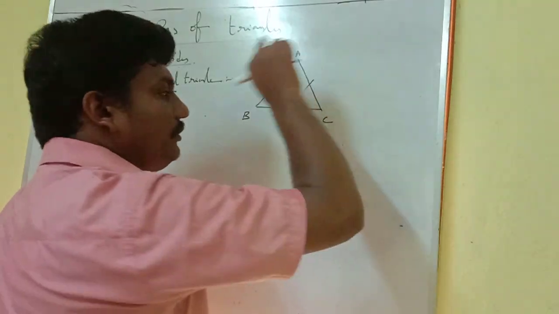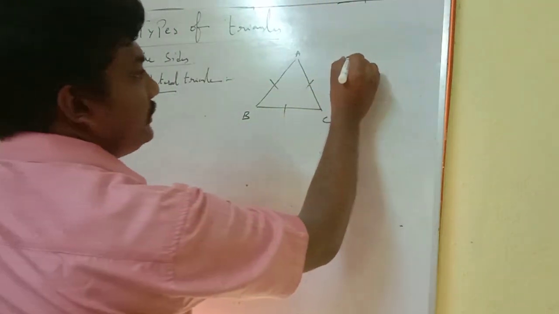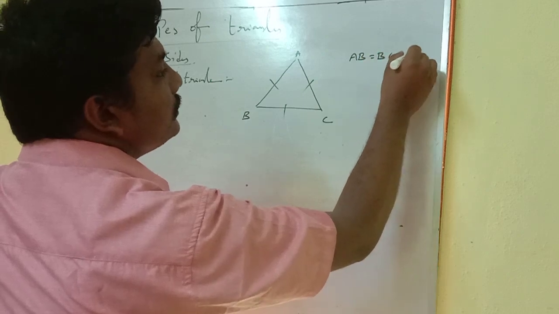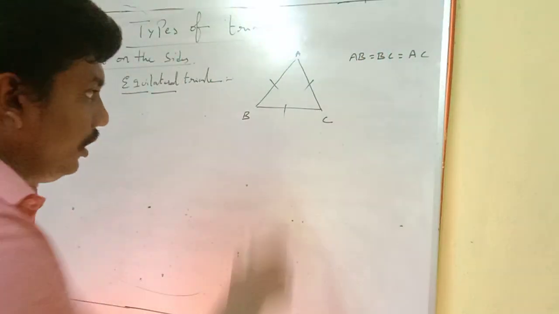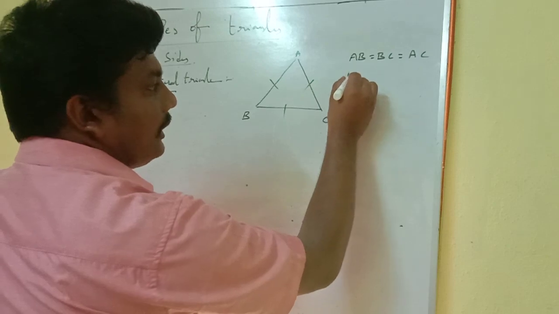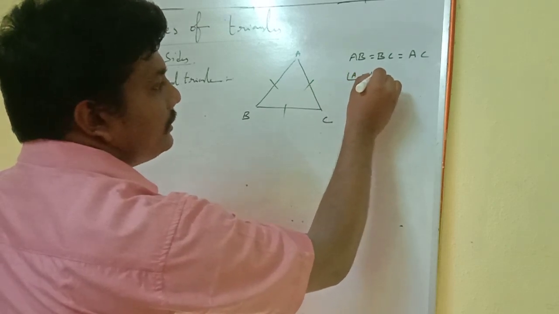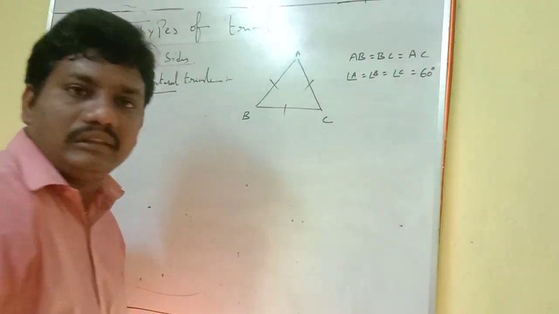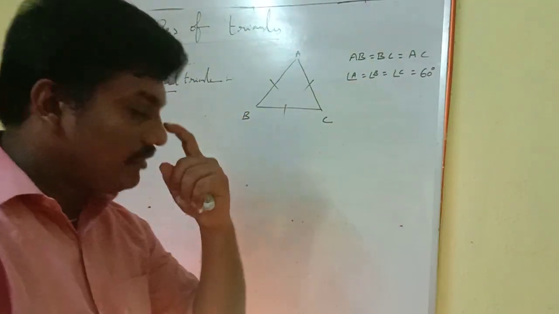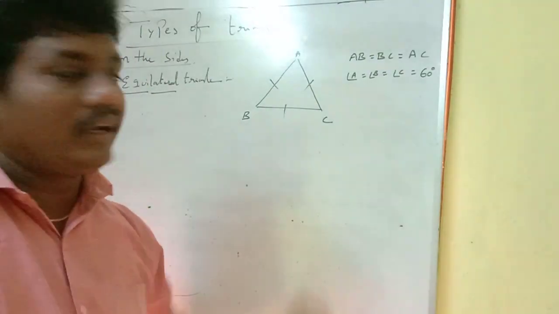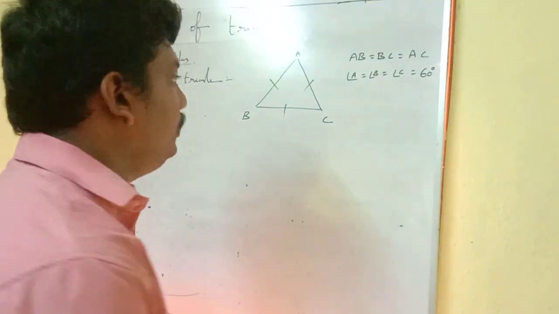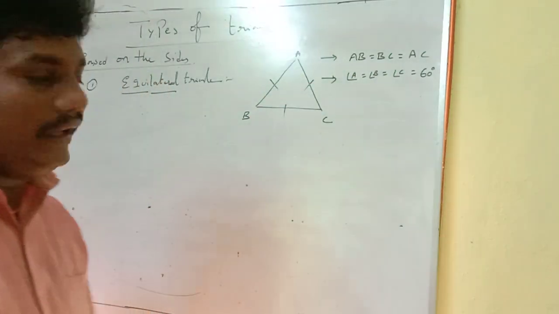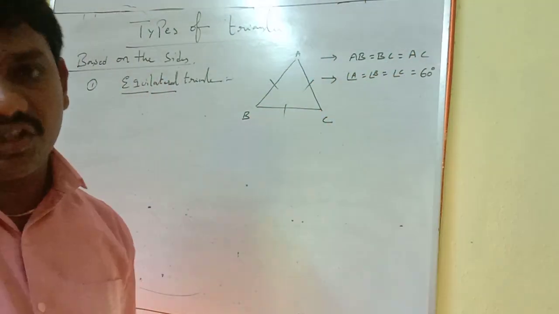So what are the properties of an equilateral triangle? All the three sides are equal: AB equals BC equals AC. And also all the three angles are equal. That is, angle A equals angle B equals angle C, which equals 60 degrees, because the sum of the three angles is 180, so each angle is 180 by 3, that is 60 degrees.